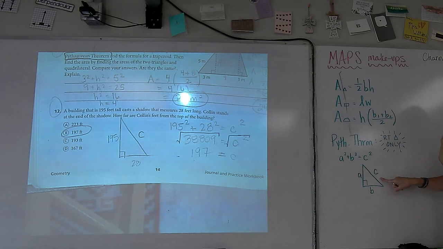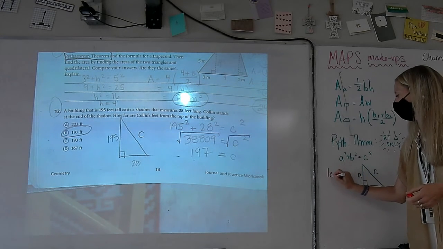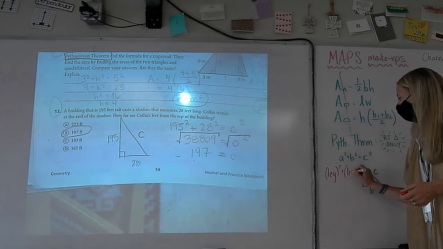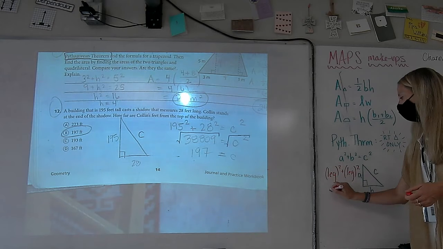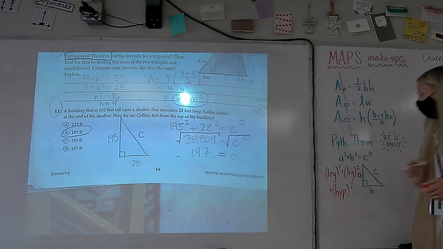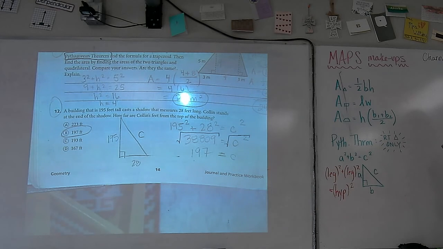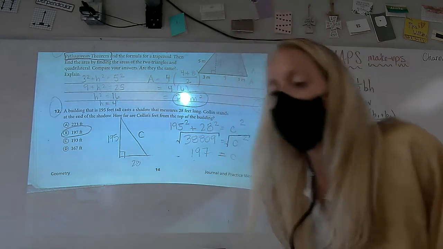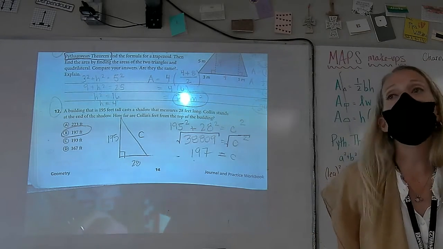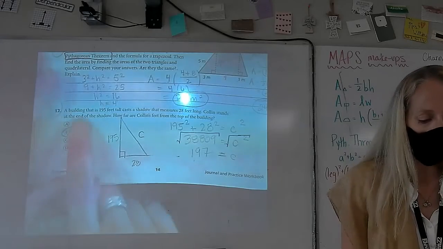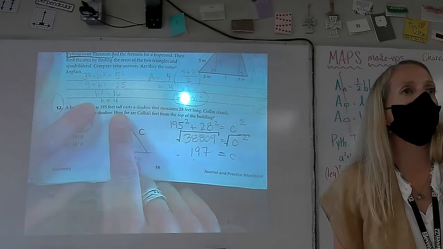Always, always, always. Okay, so if you're struggling to remember this, it's leg squared plus leg squared equals hypotenuse squared. So that's the way some students remember it as well. All right, so let me show you how this applies. Can we use it for every triangle? No, only right triangles. All right, so here we're told we have a building 195 feet tall.